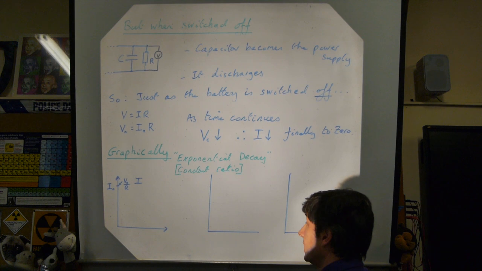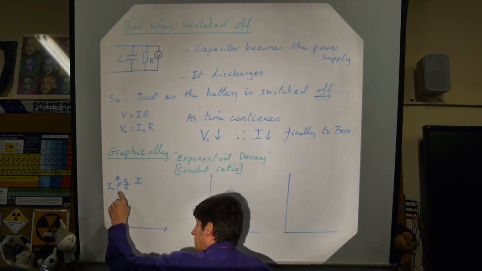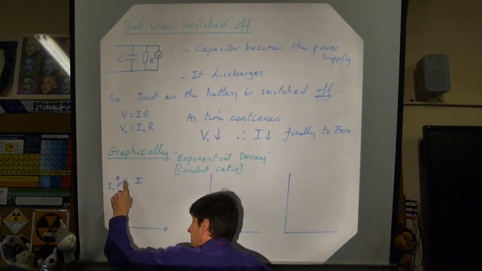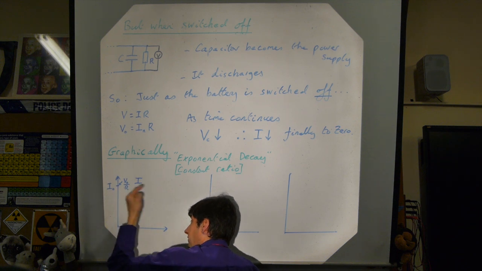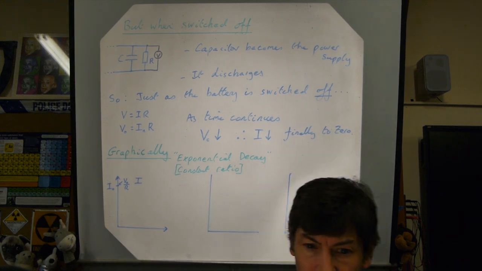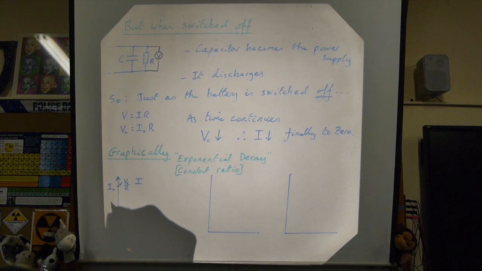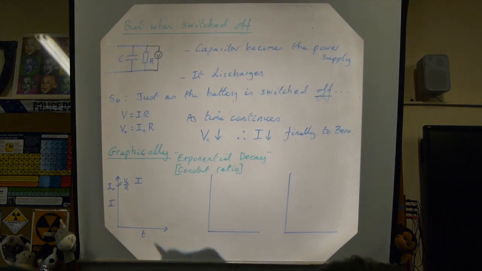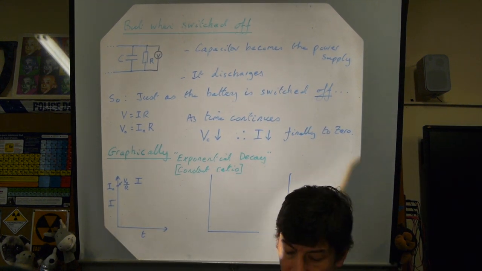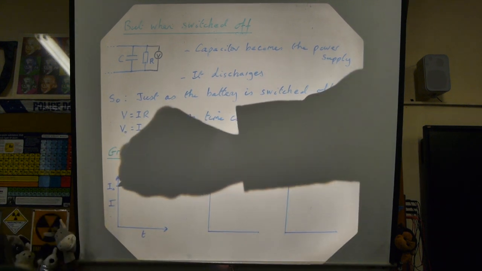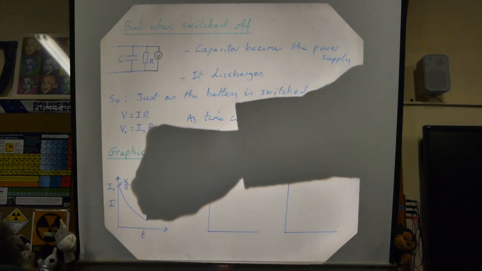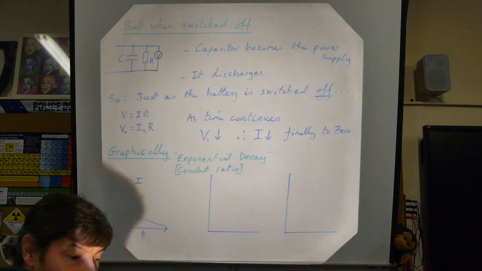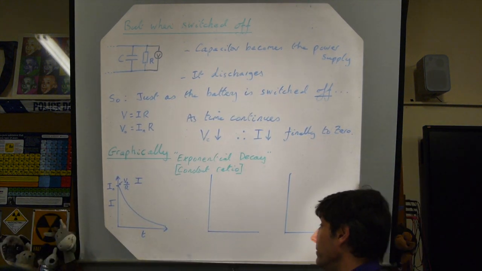So you might get asked for that in an exam. What's the initial current? The voltage across the capacitor at the start, which is the same as the battery, divided by the resistance it discharges through. And then the current will drop away with time exponentially. So I'll come over here to draw that. There we go. And we'll get this kind of shape.